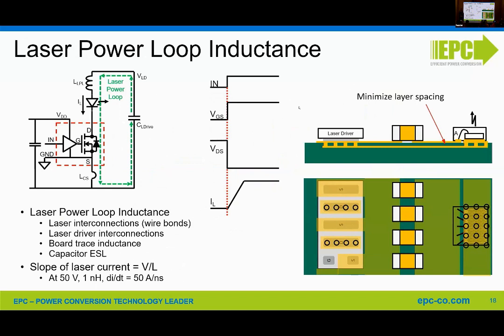The power loop inductance goes from your laser driver capacitor through your laser driver, and around the loop, there's inductance. So the laser power loop inductance is a lumped inductance consisting of the wire bonds, the traces, the interconnects, the ESL of the capacitor, and then everything else. And then there's another inductance that's referred to as the common source inductance. And this is very critical because the common source inductance is in both the laser driver loop and the power loop. Okay, but in this, I'm going to focus on the laser power loop itself.